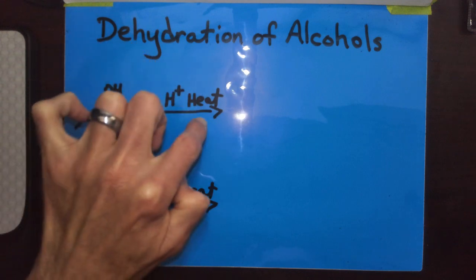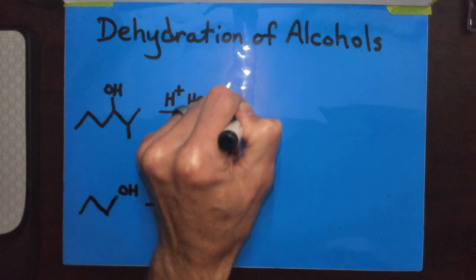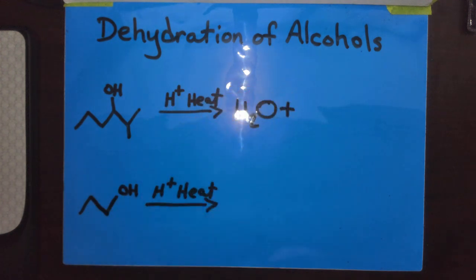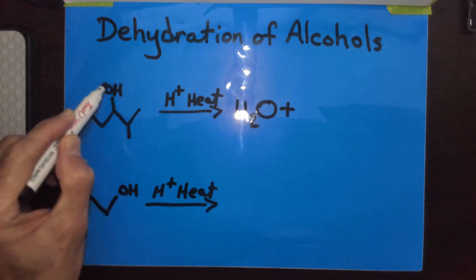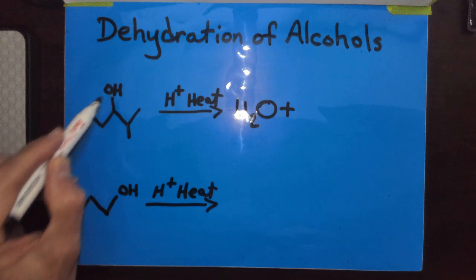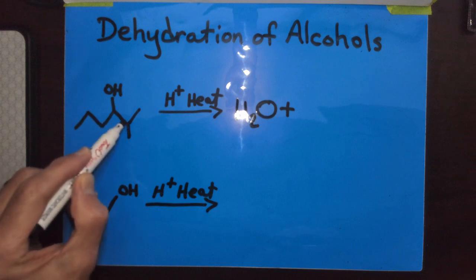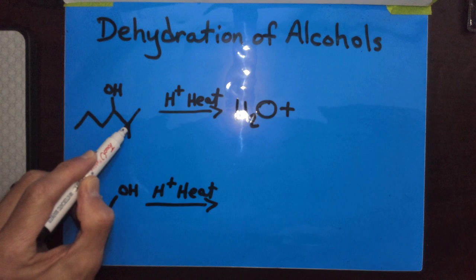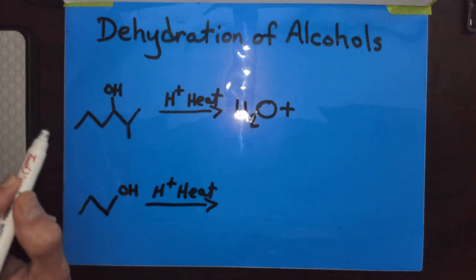When this goes through, we lose water, and when this hydroxyl is removed, so is a hydrogen from one of the adjacent carbons. Okay, so the OH from here and a hydrogen from one of the adjacent carbons is removed.